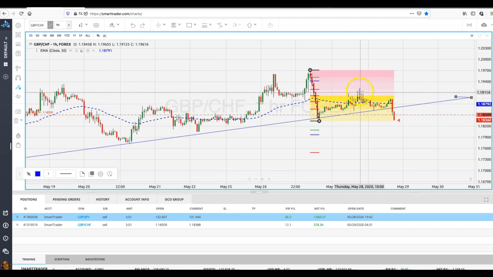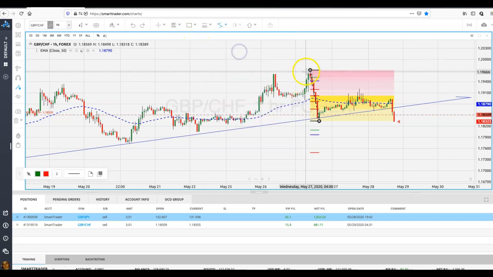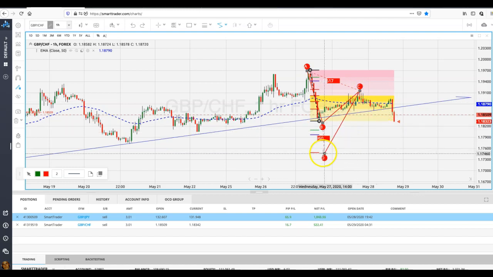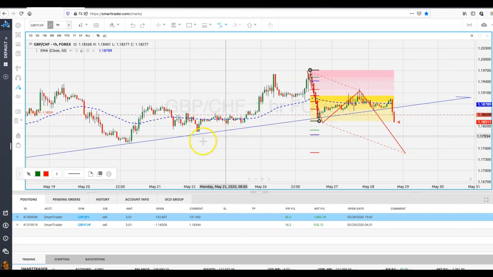A, B, C, it's up here. D is all the way down, at least 117.96. Okay, so always think like this: A, B, C, and D all the way down here. Final destination at 117.46.